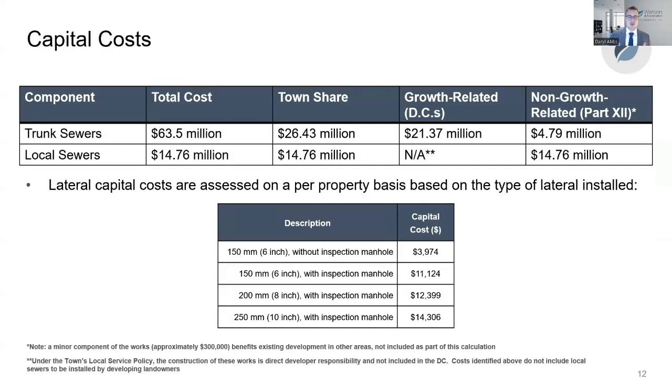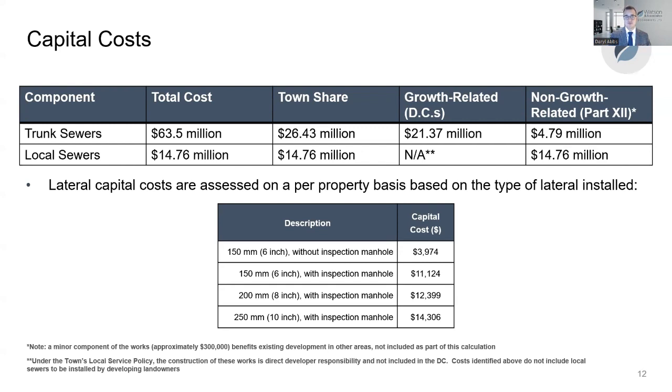When we're looking at the total cost of the trunk sewers, there's about $63.5 million. The town share of that cost is about $26.43 million. If we look at how much of that infrastructure is related to new development or growth and can be funded with development charges, it's about 21.37 million. The non-growth related component, which would be funded with the Part 12 capital charges we're talking about, is only 4.79 million.